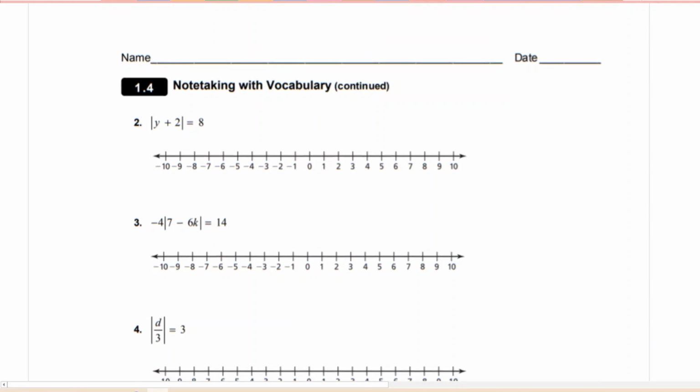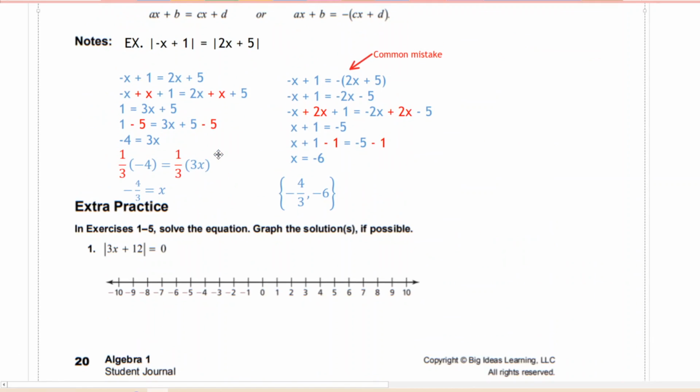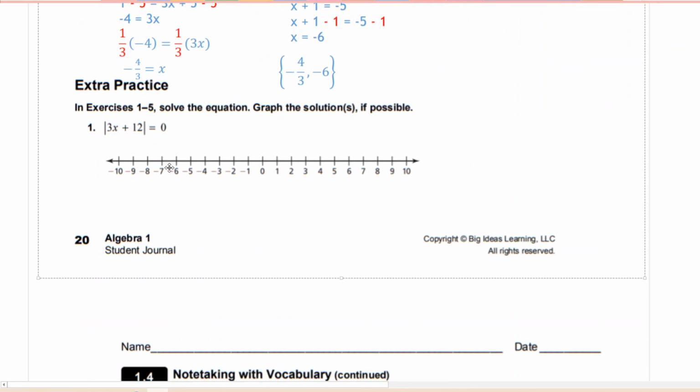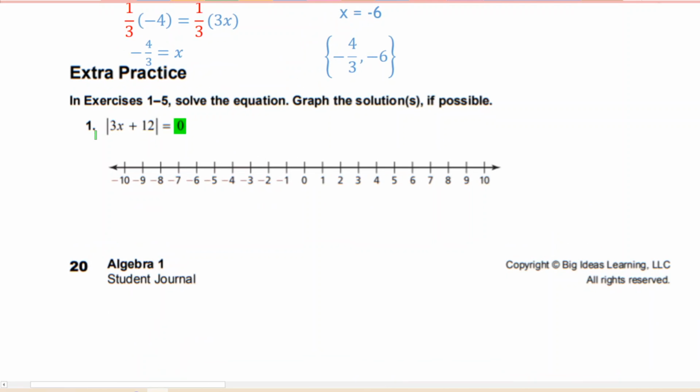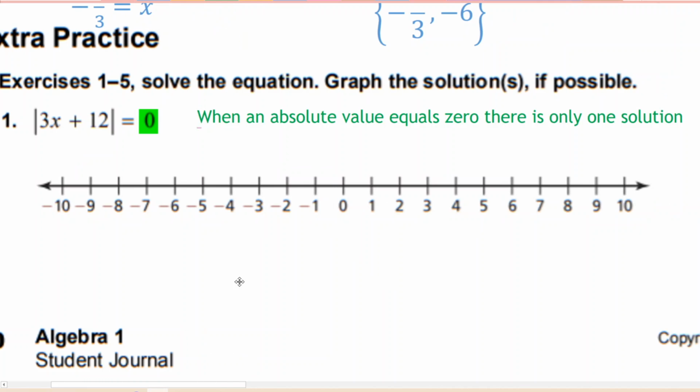So let's see, we've got just 9 problems. So we really could do about half of these. So let's start off with, let's do the odd ones, okay? Because I see number 1, and number 1's kind of a juicy problem. And it's interesting to me because you have the absolute value equal to 0. Now when this happens, when an absolute value is equal to 0, there is only one solution.